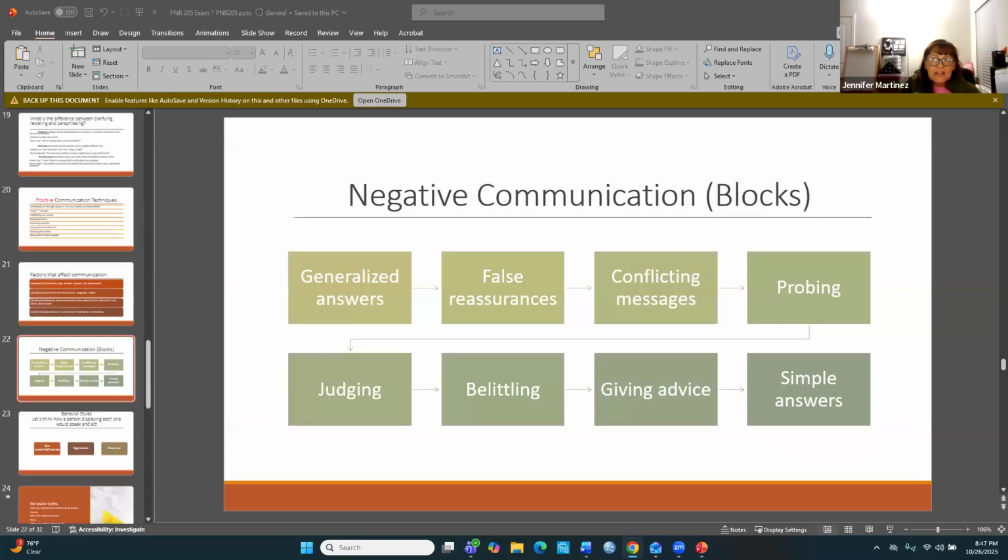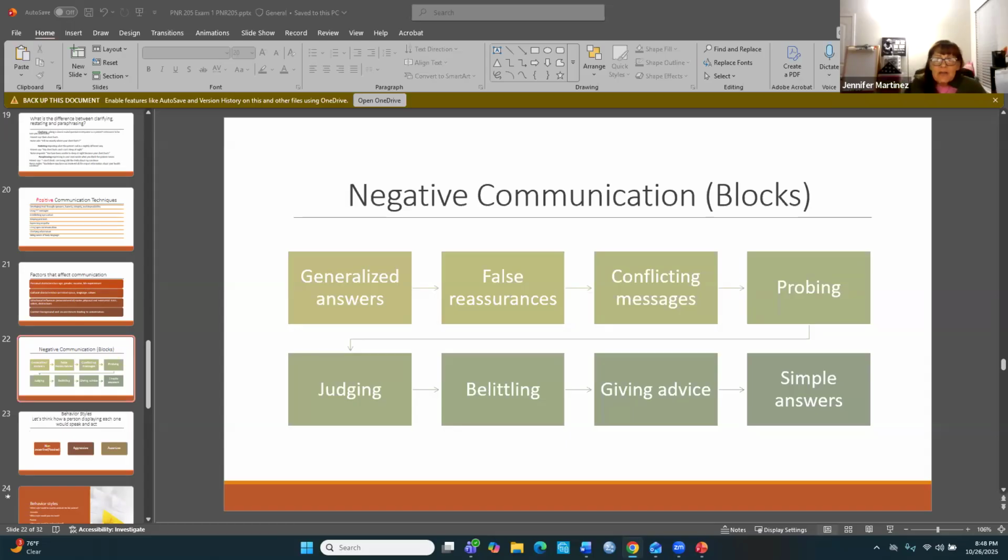Our negative communication blocks: generalized answers. We're trying to avoid those generalized answers, or saying, I'll have somebody else come and explain that to you, or something along those lines. Avoiding false reassurances like, oh, it's going to be okay. You don't know that, right? You don't know it's going to be okay. And so we have to be really, really careful about how we do that.